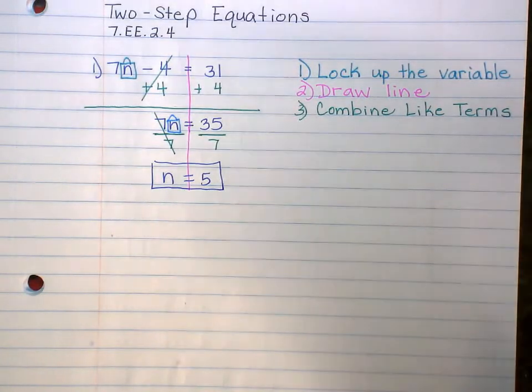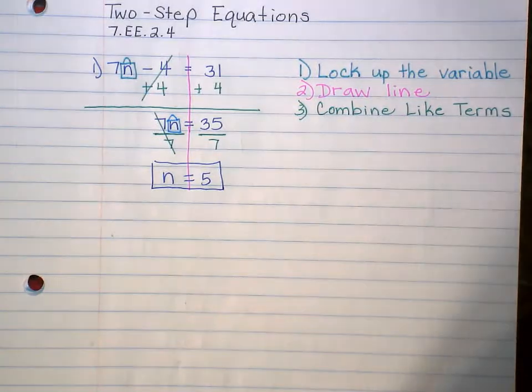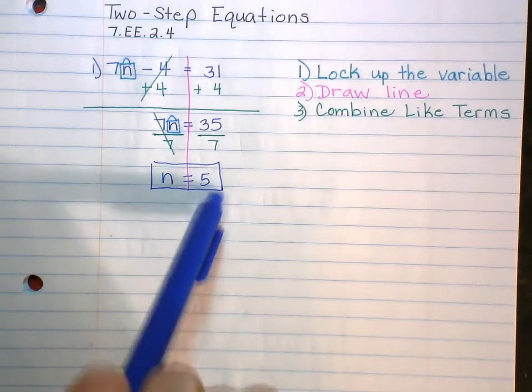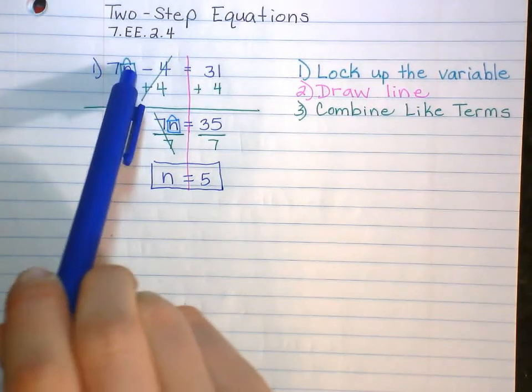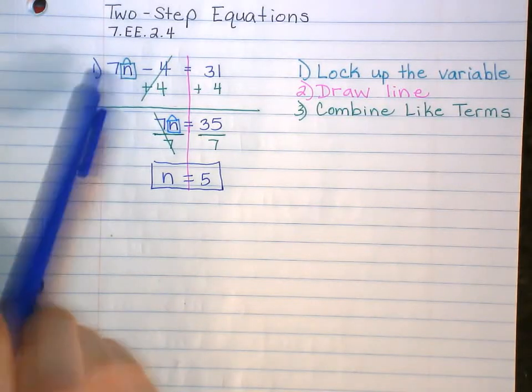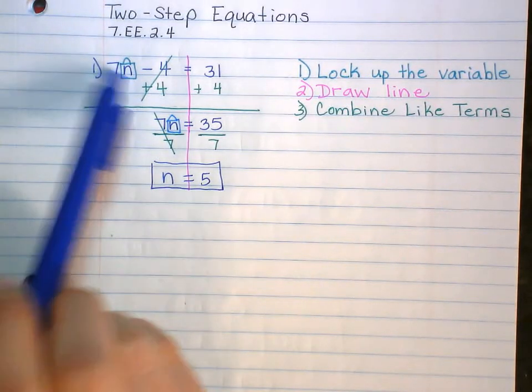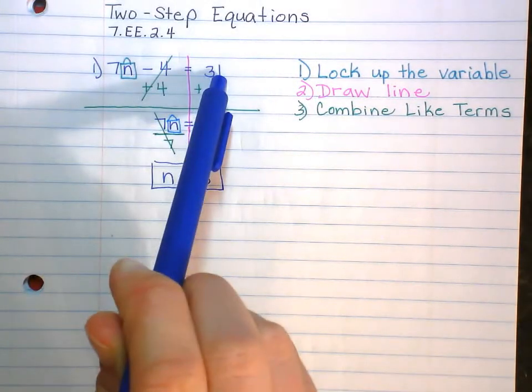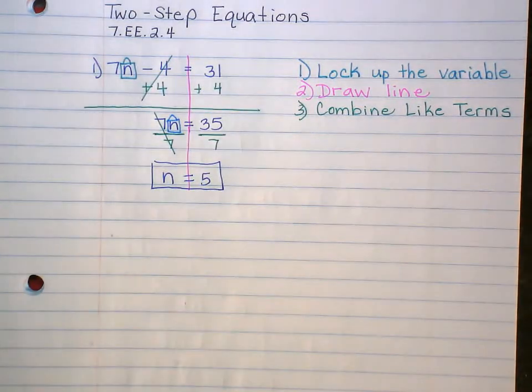Now, I do know if you had Mr. Hill or me, you know the commercial. Plug it in, plug it in. So you can plug in the 5 back for n into the variable to check. 7 times n, so 7 times 5. So 35 minus 4 equals 31. Yes. So that's how you can know it's correct.